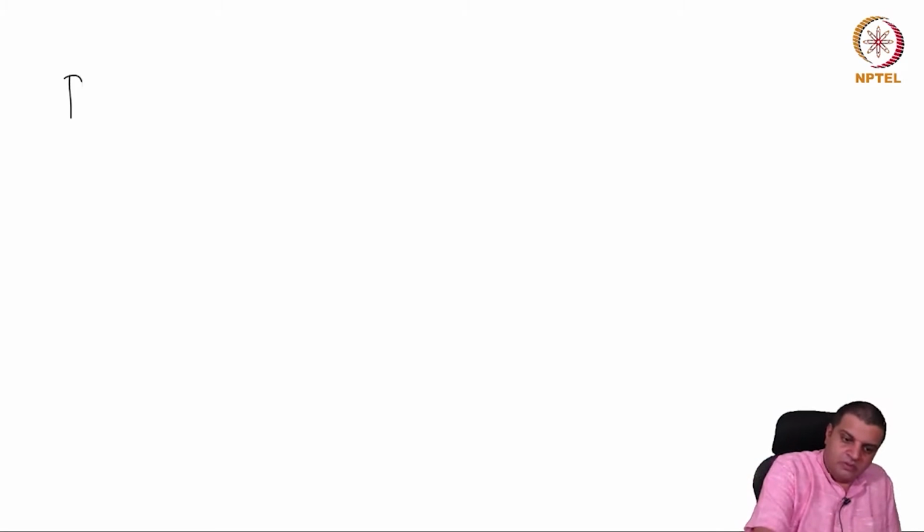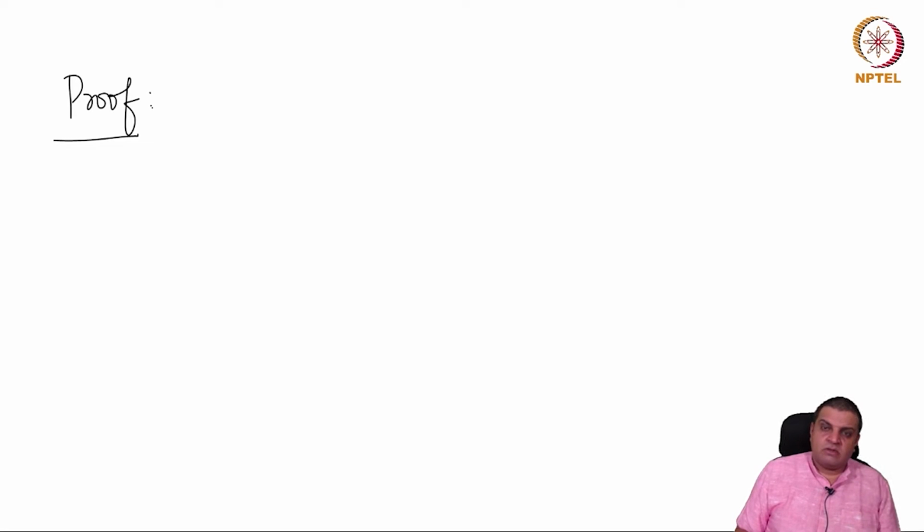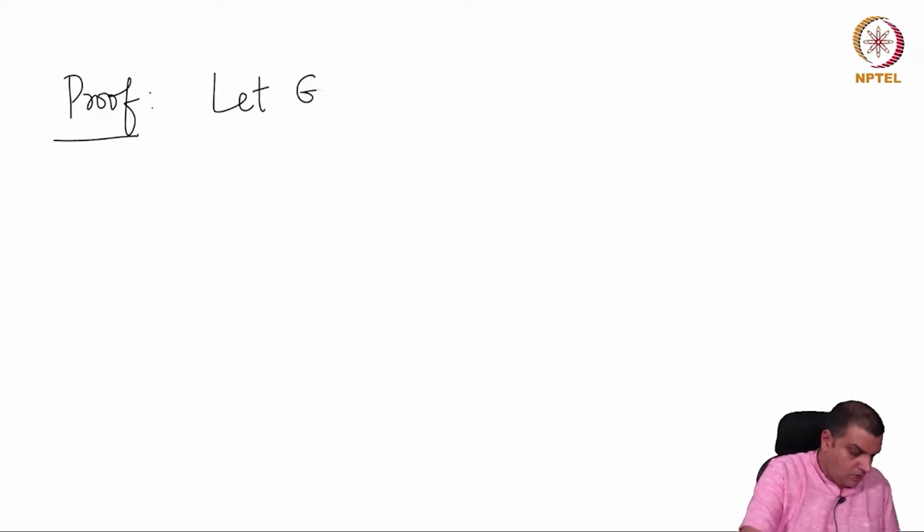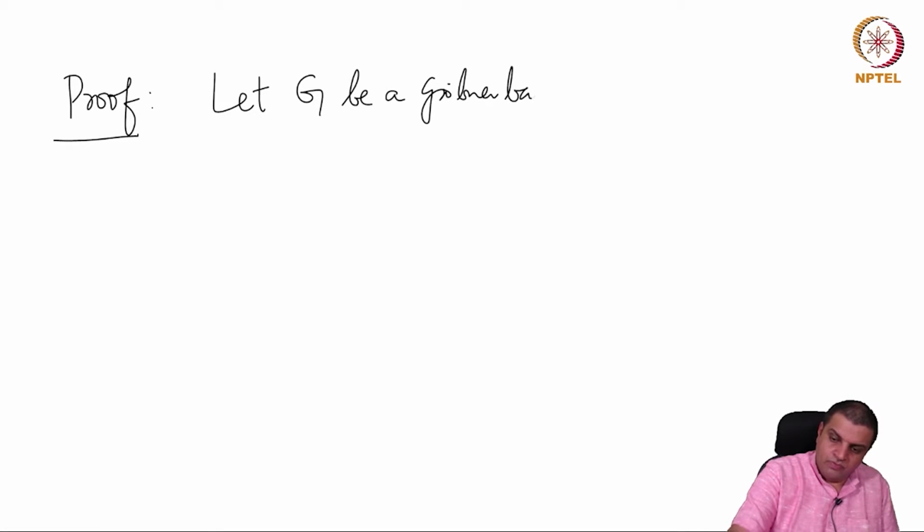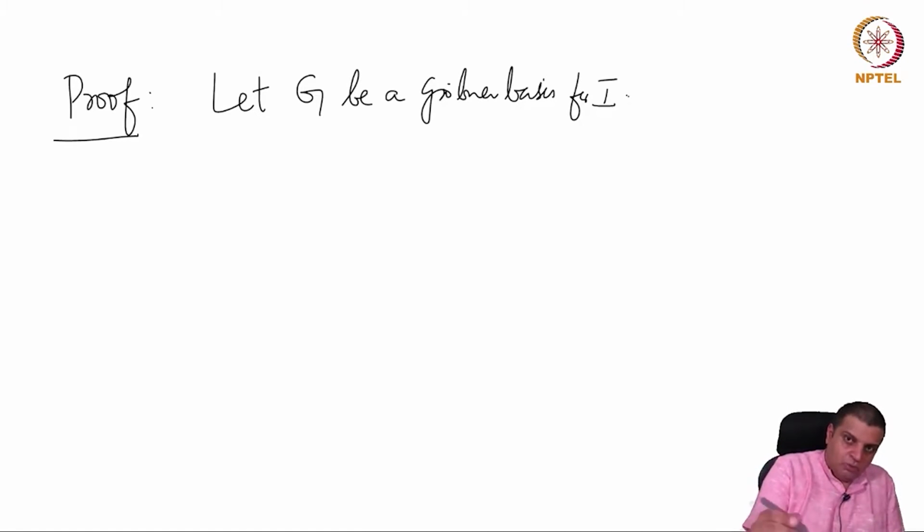So we have to prove that a set is a basis for a vector space. So we have to prove two things: that it spans and that it is linearly independent. So let G be a Gröbner basis for I. Now let's prove both cases.